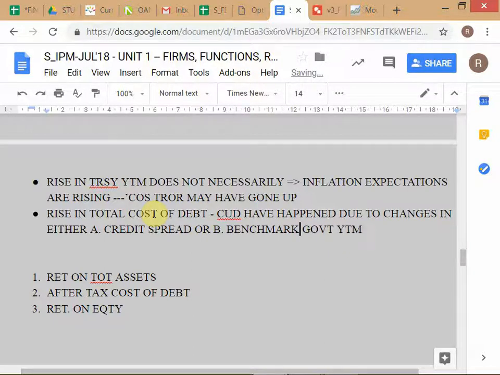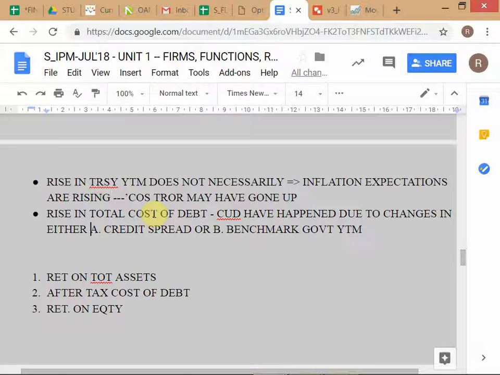Is this clear? Is everyone clear about this? Same logic. If the total cost of corporate debt has gone up, it need not necessarily imply that the credit spread has gone up. You have to really check what has happened to each of the components. It may be that the credit spread actually went down, but it was more than offset by the rise in the benchmark bond yield.